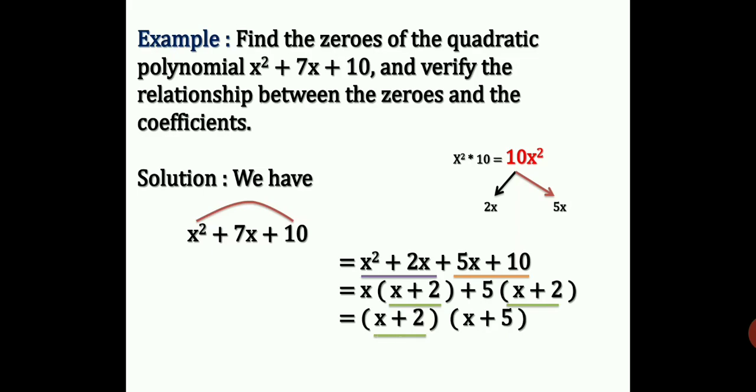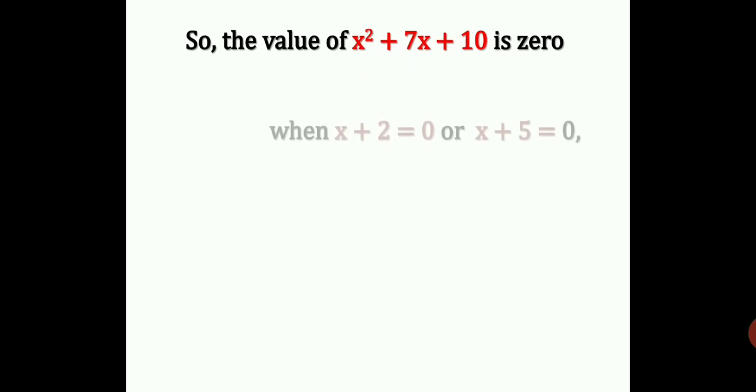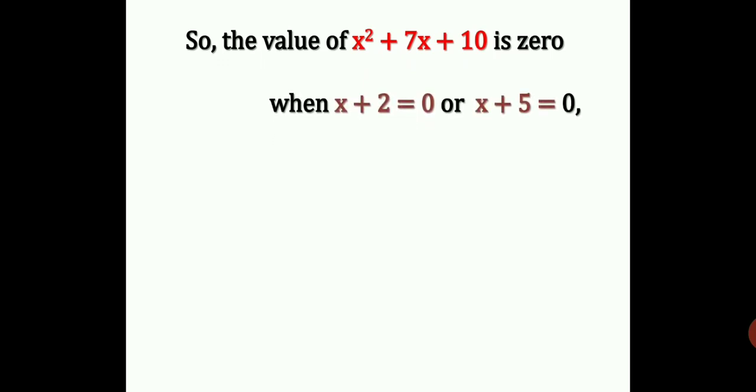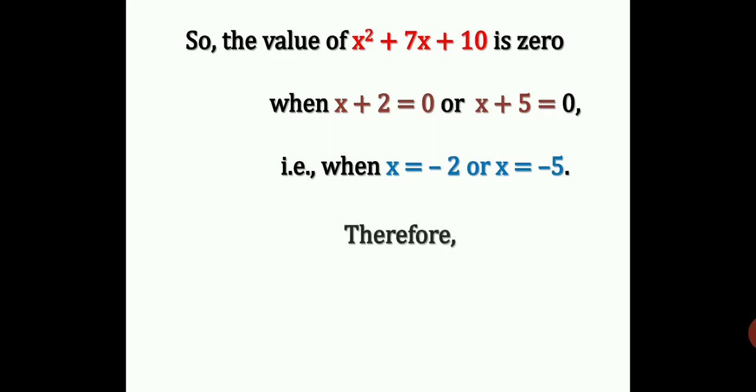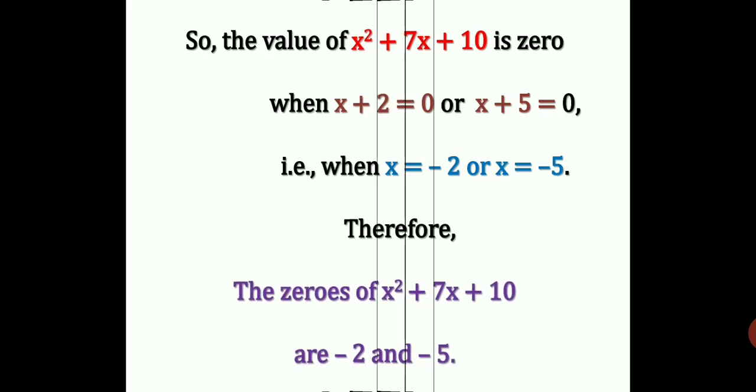Let us take factors x plus 2, x plus 5. Then the zeros of that x square plus 7x plus 10 are x equals to minus 2 and x equals to minus 5. So what is alpha? Alpha is minus 2. What is beta? Beta is equal to minus 5. So there are two zeros, minus 2 and minus 5.